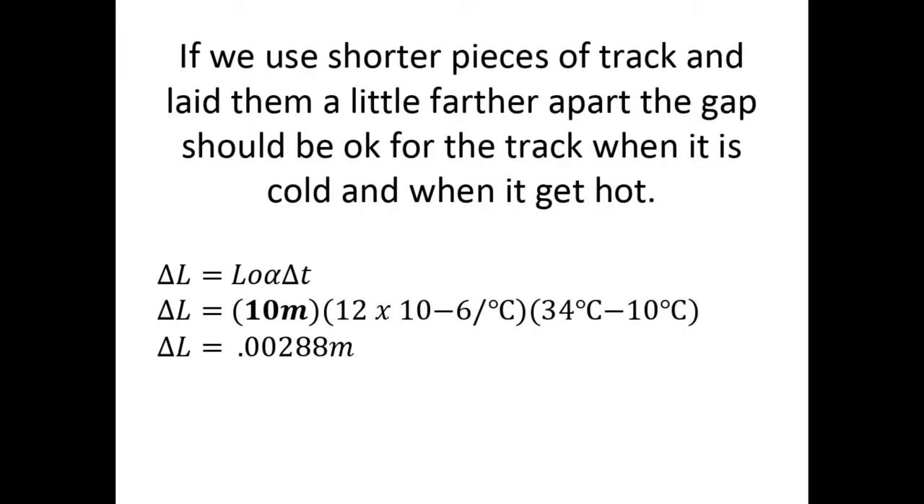If we use shorter pieces of track and lay them a little farther apart, the gap would be okay for the track when it is cold and when it gets hot. Okay, so we did the exact same thing we did before. Instead of using 40 meters, we use 10 meters. And you can see that the expansion is much, much less. Okay, so now when you think of train tracks, and they might go for a mile, and they're welded all the way down for a mile, that expansion is going to just get bigger and bigger and bigger. So they have to then put in an expansion joint area where it allows it to move back and forth. Okay.